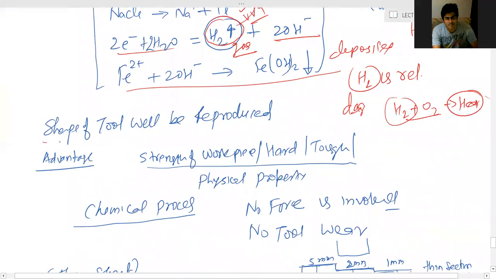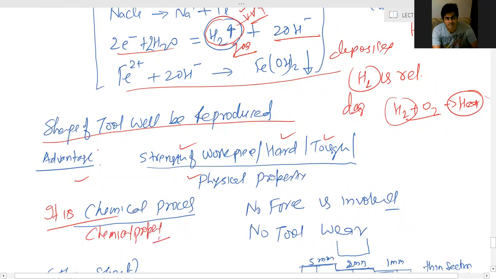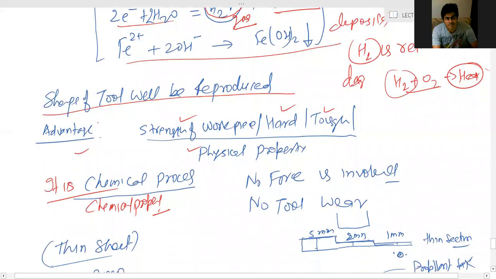Then I said that the shape of the tool will be reproduced. Advantage: it doesn't depend upon the strength of the workpiece material, whether it is hard or tough. It doesn't depend on the physical property, because it is a chemical process. So it depends only on chemical property. Any hard material or any soft material you can machine using this technology, because no force is involved and no tool wear.